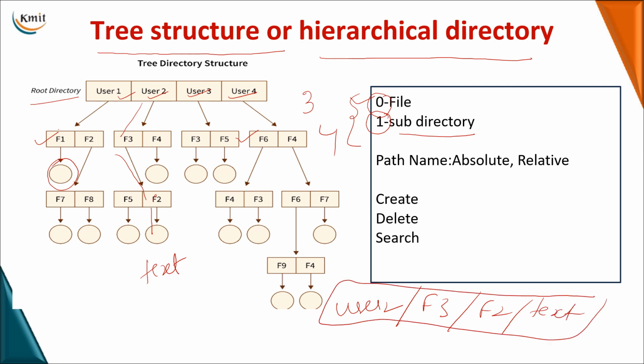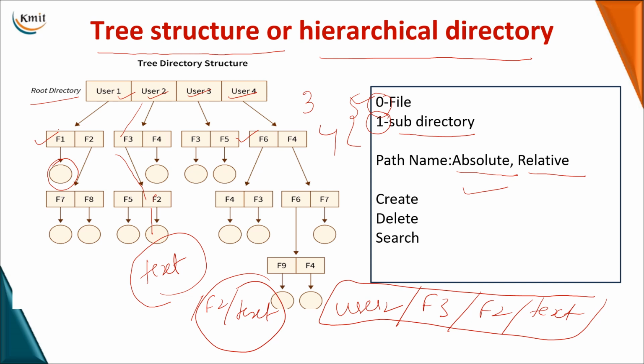So the path will tell you the hierarchy level from the starting of your root directory to the file that you want to either search, delete the content of, or add new content into. If you're specifying your path name from the starting of the root directory to the last level where you want to access your file, that is your absolute path name. Whereas if I just write slash f2 slash txt, I'm not specifying the root directory here. So we call this a relative path.